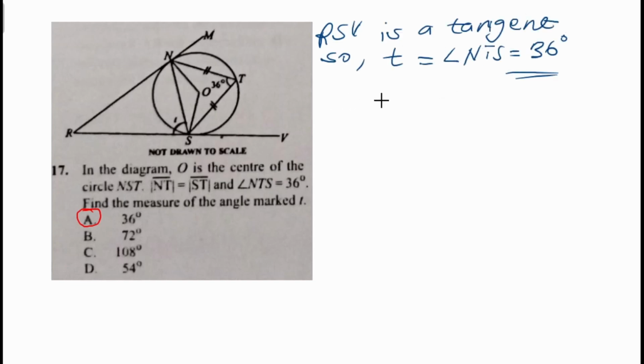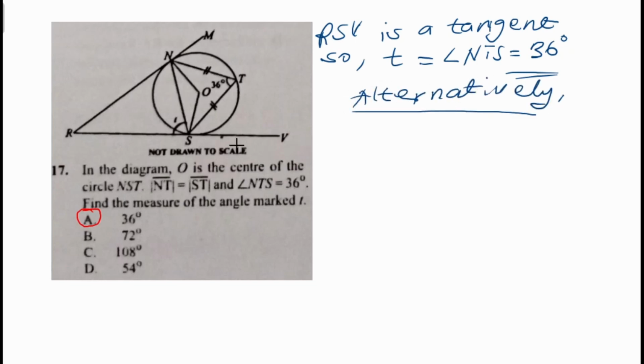Right, so everything I just explained is what I've written. RSV is a tangent to the circle. So together with the chord NS, the angle between them is the same as the angle the chord subtends in the opposite segment of the circle. That means our answer is 36. But for those who may want to work it a little longer, we can choose an alternative method.